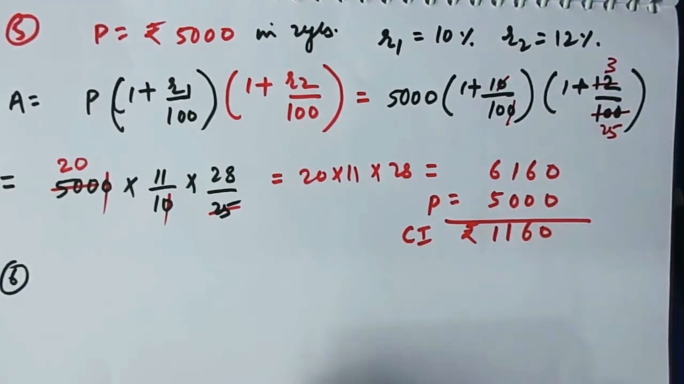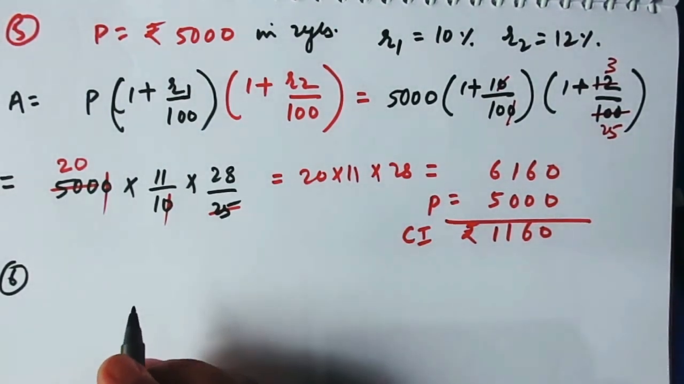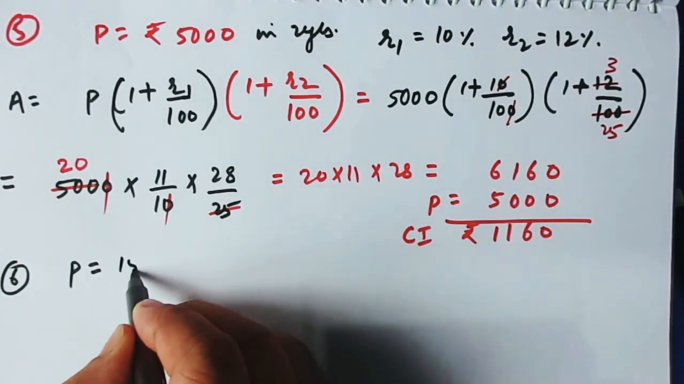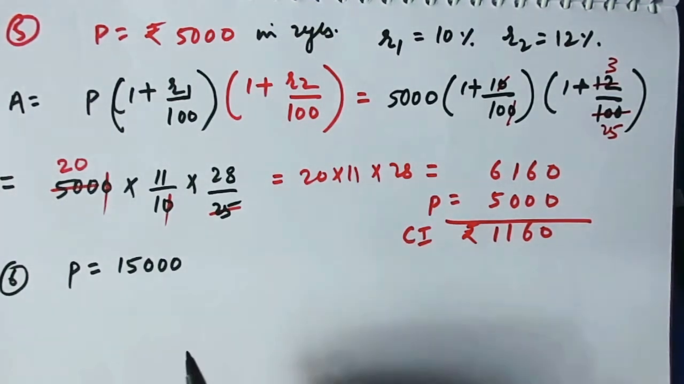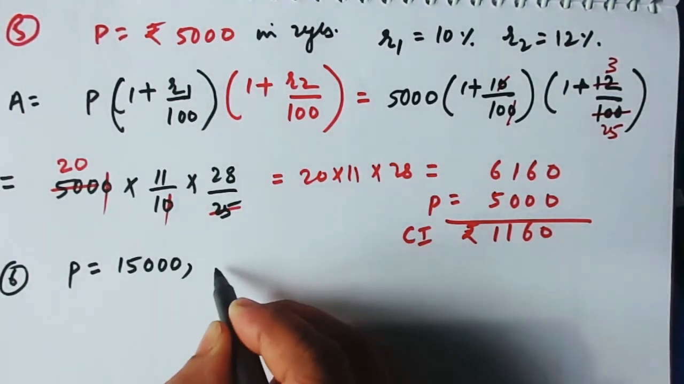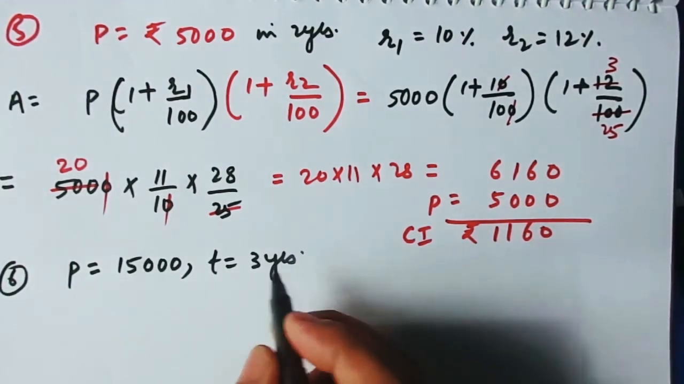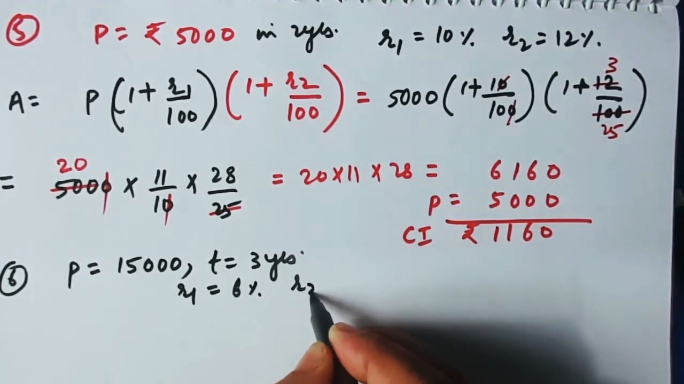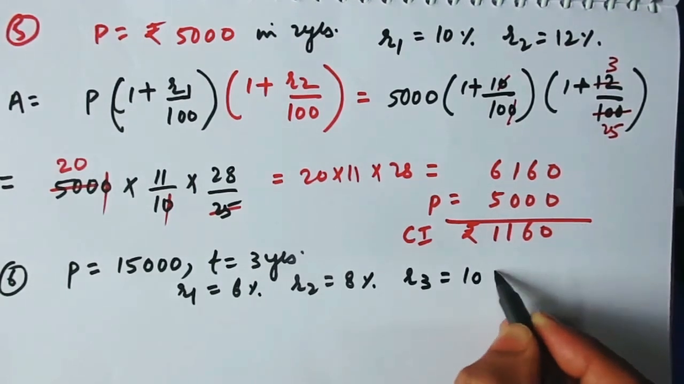So here 1160 is your compound interest. Come to number 6. See, in the same way, in number 6, what do you have? Calculate the compound interest on rupees 15,000 in 3 years. If the rate of interest is... Principal is equal to 15000. This time I have increased the amount a bit. Time is equal to 3 years. R1 equal to 6%, R2 equal to 8%, R3 equal to 10%.